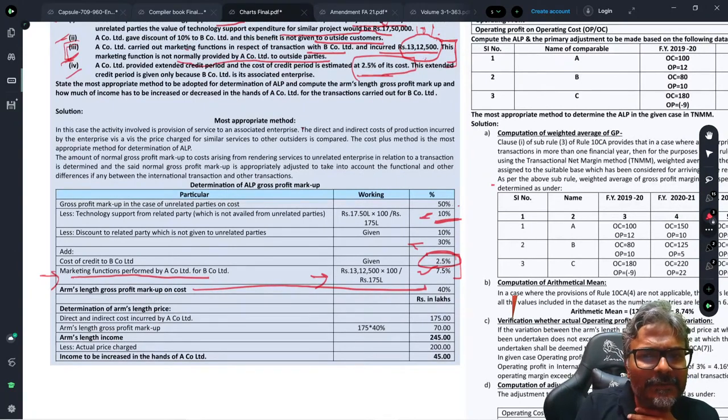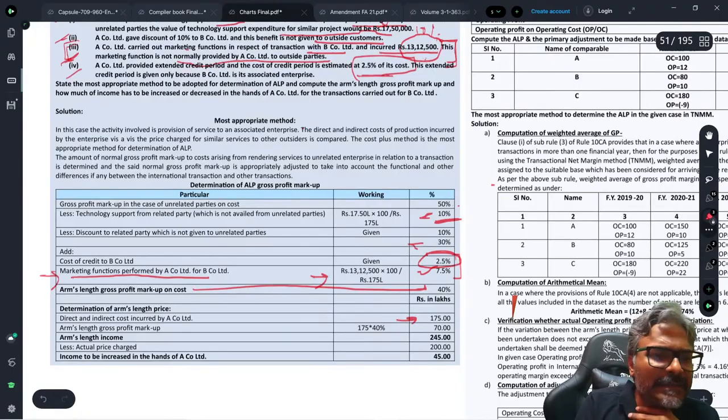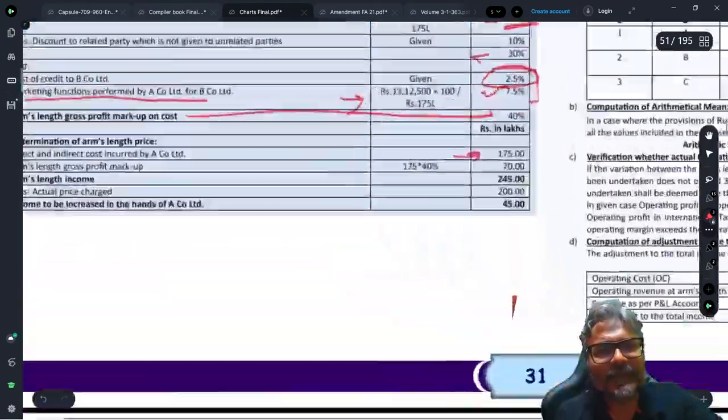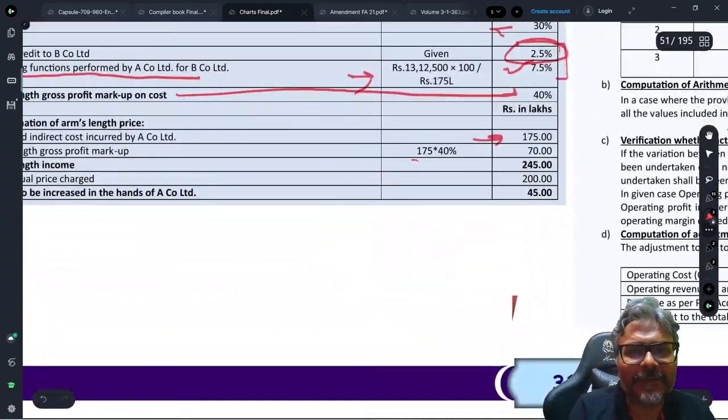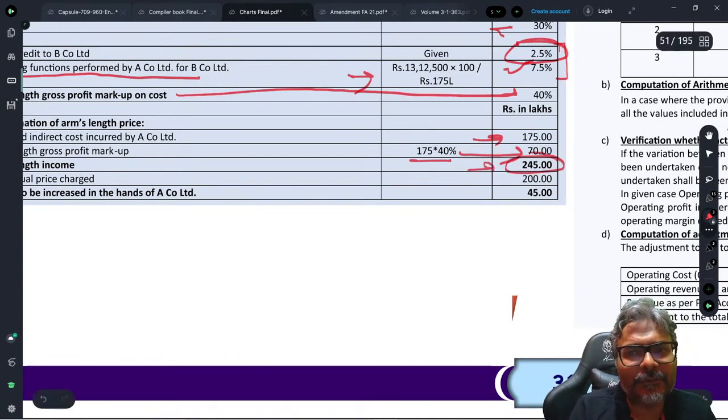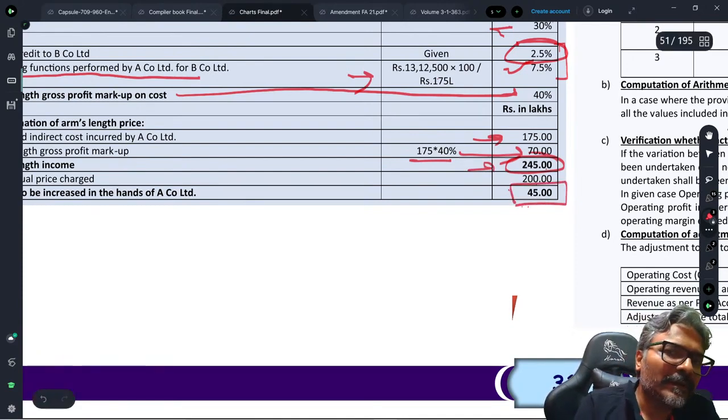What is the cost? Cost is 175 lakhs. And of 175 lakhs of the cost, students, markup is 40%, which gives you 70 lakhs. So accordingly, how much amount should I have charged? What should be my selling price to the non-resident AE? 245. Against that, what is my actual selling price? 200. What should be my adjustment? 45. 45 lakhs should be my transfer pricing adjustment.